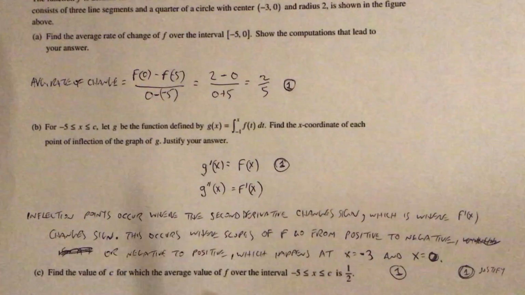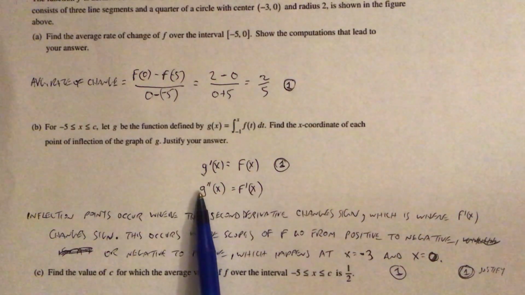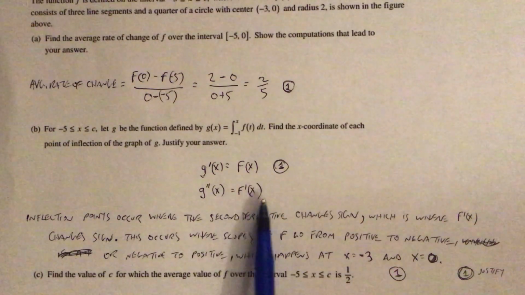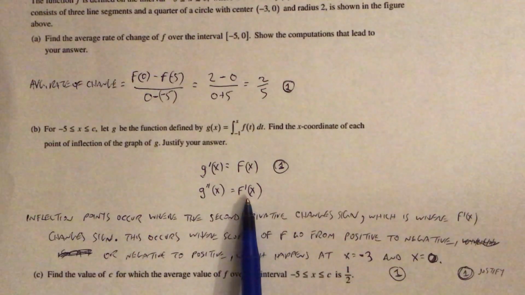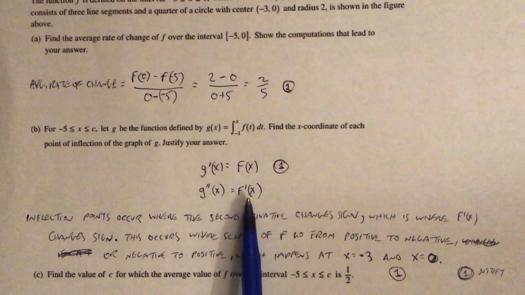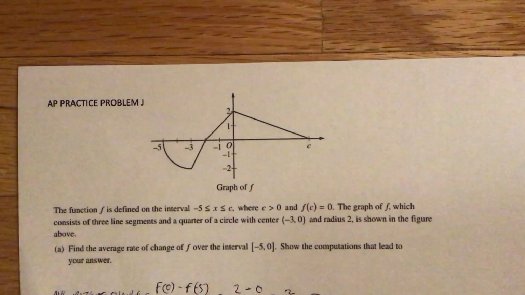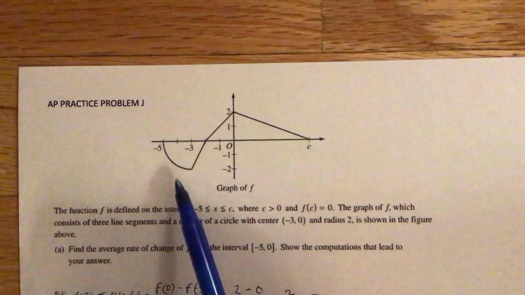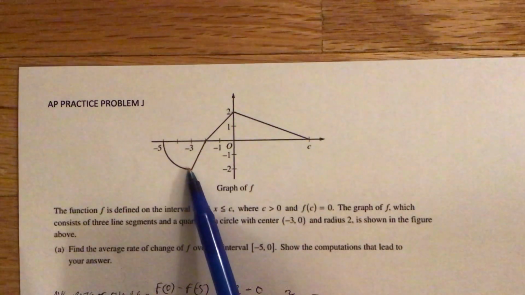So how am I going to talk about concavity of g? Well, I need to know where g double prime changes sign. That's telling me where f prime changes sign. And since f prime is the slopes, it changes sign when we go from positive to negative slope. So in the picture, where does that happen? If I'm looking for changes in slope from positive to negative on f, they happen in two spots.